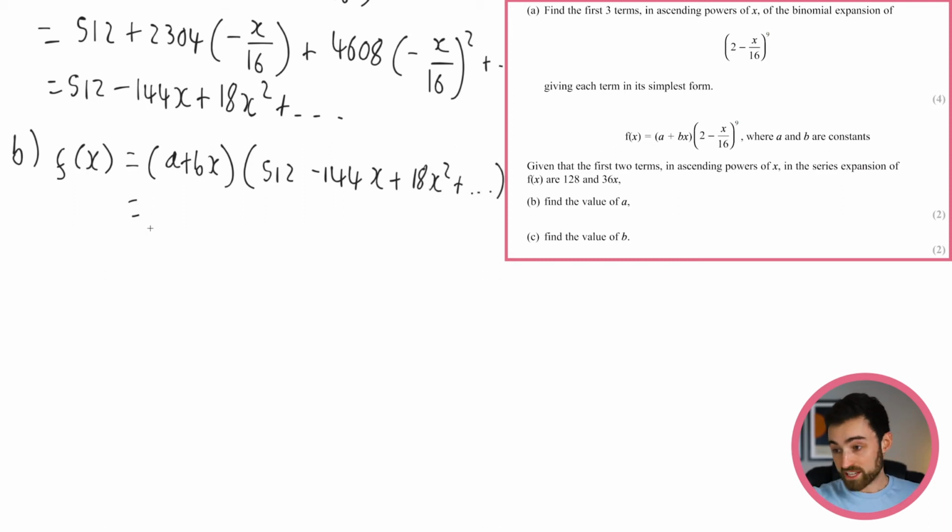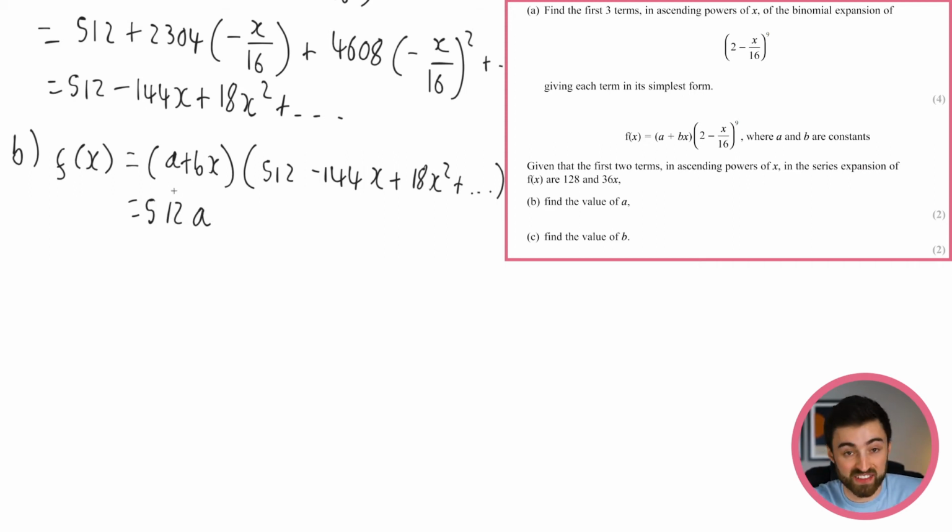So we're told about the first two terms in ascending powers of x in the series expansion of this thing here. Okay, so the first two terms are going to be the number term and the x term, right? So how am I going to get, from multiplying out these brackets, the number term? What is the only combination of things here that I multiply from both of the brackets to get a number? Well, the only way I can do this is a times 512, because everything else has an x in it, doesn't it? So I know that 512a is going to be my first term, my number term here.